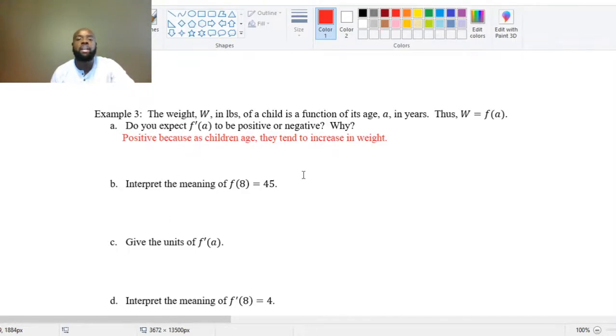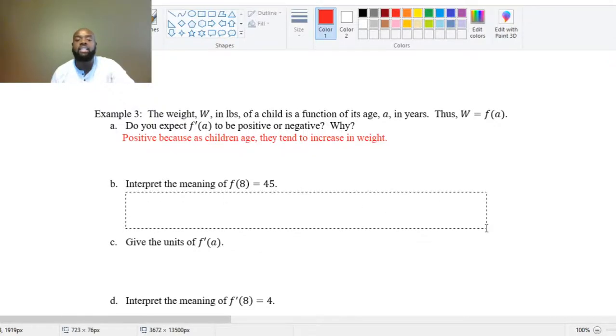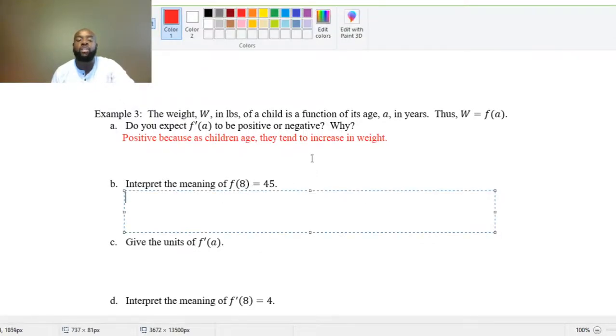It says, interpret the meaning of f of 8 equals 45. Notice here, this is the function. It is not the derivative. For your function, your A is your age. Your input is A, which is your age in years. And your output is the weight, which is in pounds. And so input 8 years old, a child that is 8 years of age weighs 45 pounds.